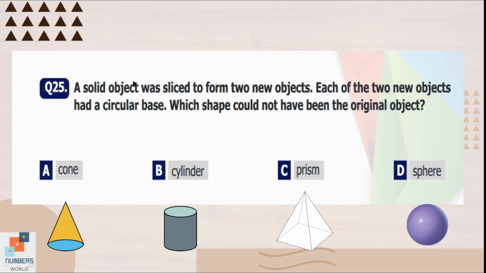Question number 25. A solid object was sliced to form 2 new objects. Each of the 2 new objects had a circular base. Which shape could not have been the original object? So it's quite obvious. If we consider any option from A, B, and D, the 2 new objects will have circular base. While in the case of prism, it cannot happen. So option C is our correct option here.